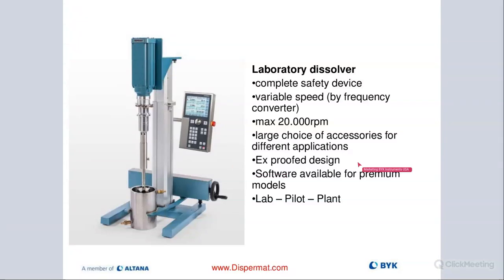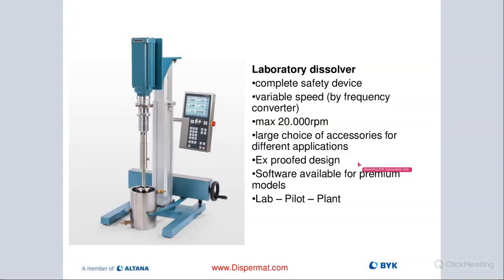And then the beauty with the Dispermat, as I mentioned earlier, is that modularity, allowing you to fit different attachments onto the Dispermat, turning this dissolver into a vertical bead mill, either with an APS system or a basket mill attachment, or even a rotor stator, allowing you then to actually emulsify if that's something that you want to do. So one equipment is designed for many different applications. We also offer explosion-proof designs. In some cases that's required.